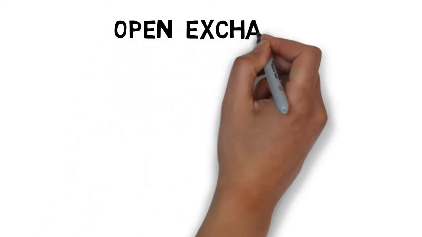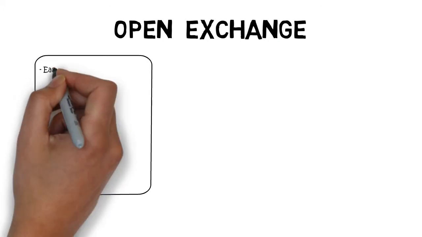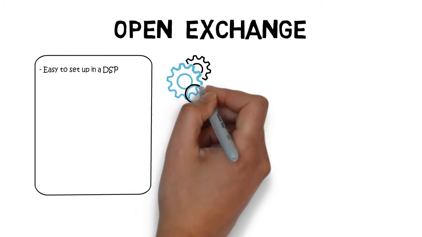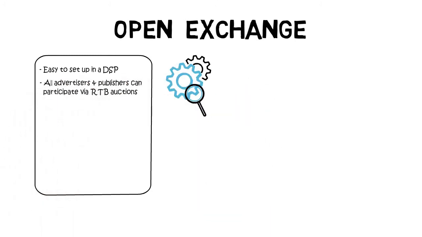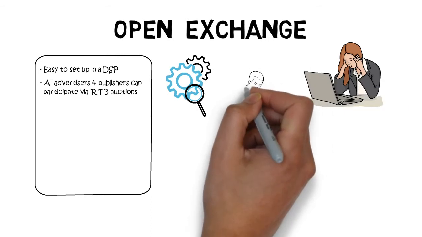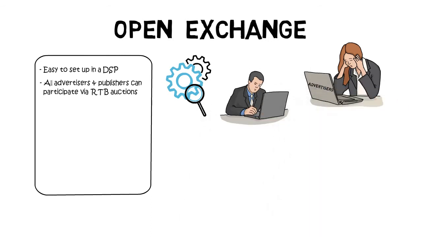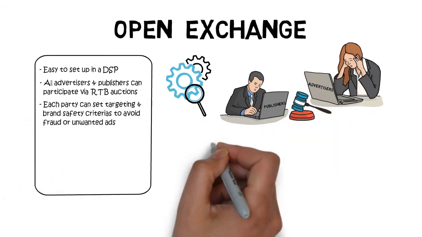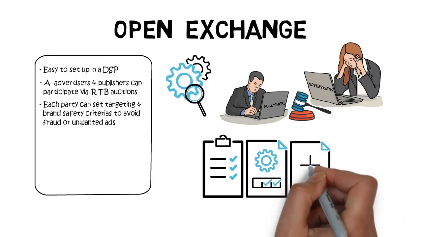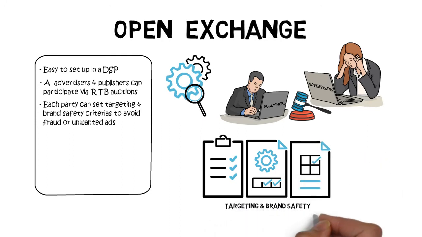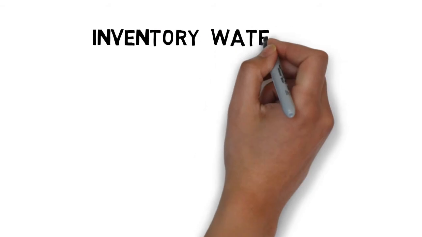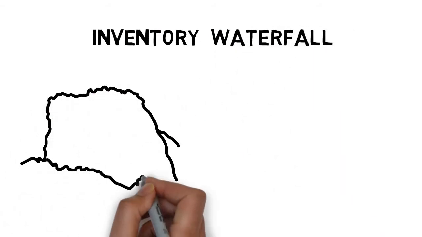Open exchange. This is the easiest buying format to set up, which requires no input from the publisher side when setting up a campaign through a DSP. All the publishers and advertisers in the marketplace can participate via RTB auctions. Each participant can set criteria for targeting and brand safety in their own DSPs or SSPs to avoid fraud or unwanted ads. Now that we know how each buying type is different from one another, it's easier for you to understand the waterfall.